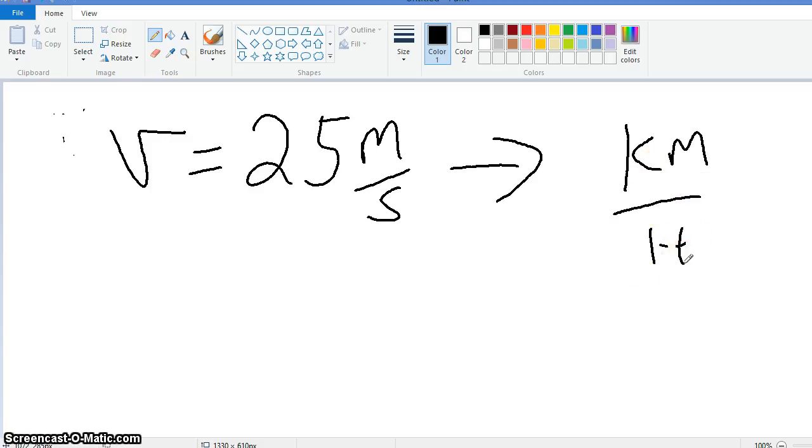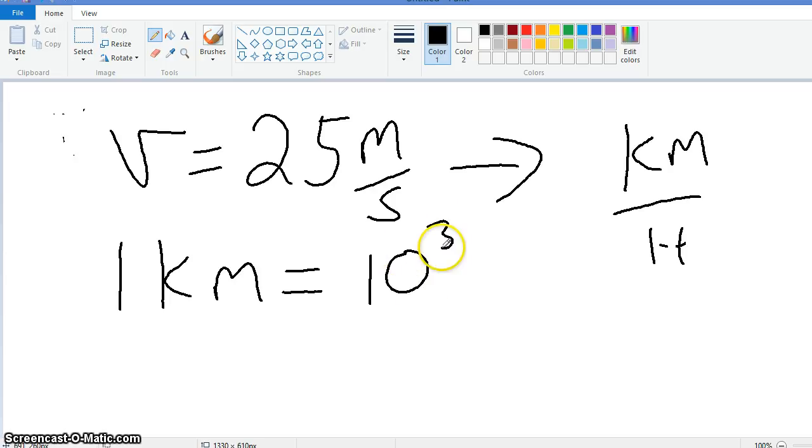So the first thing that we would do is determine our conversion factors. So we know that in 1 kilometer there are how many meters? Of course, kilo means 1,000. You can either write 1,000 or you could write it the way I usually do, 10 to the third meters.